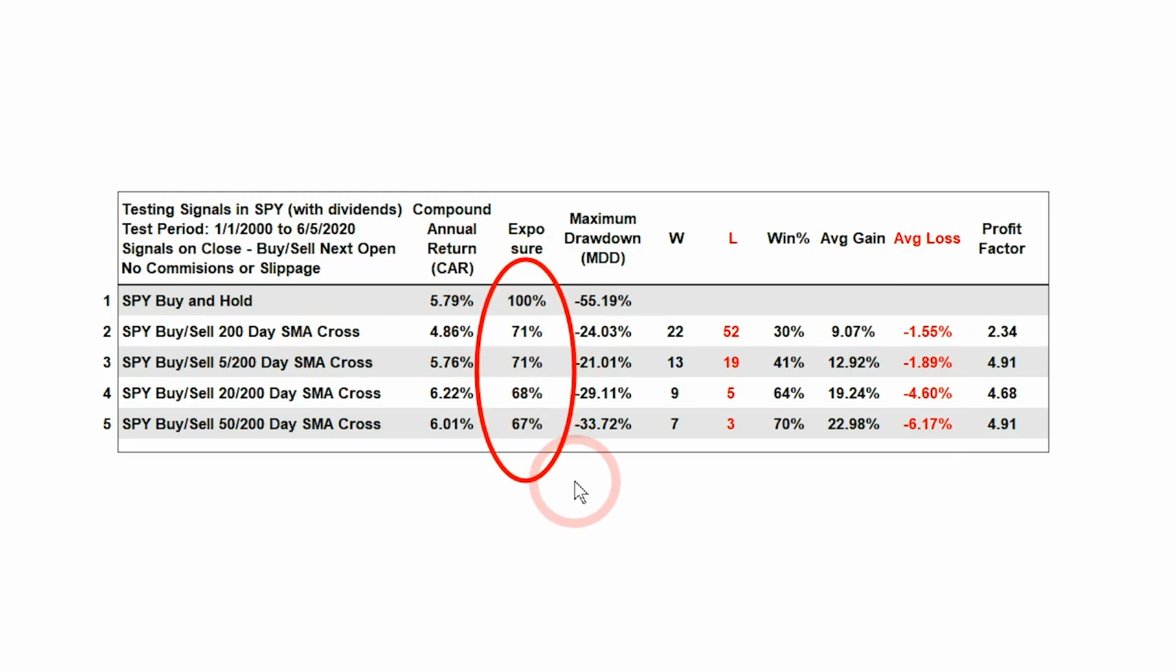So even though you're getting a return that's pretty much equal to buy and hold, you can see with buy and hold, you're exposed 100% of the time. And if you use that 5-day, 200-day cross, you're exposed just 71% of the time to the market. That means the other 29%, you can do something else. Look for an alternative to equities, possibly.